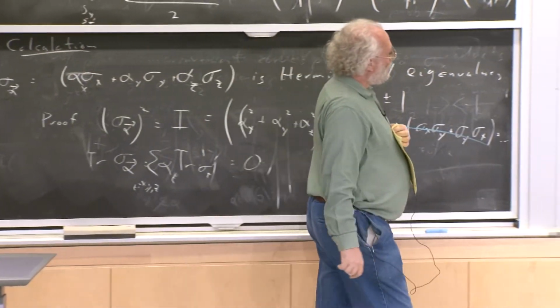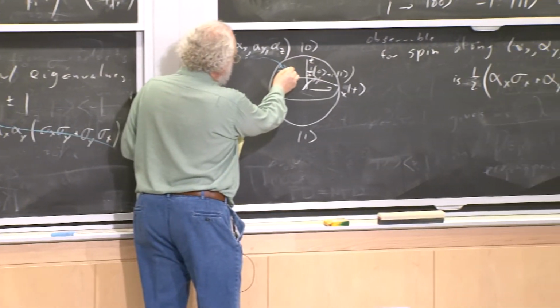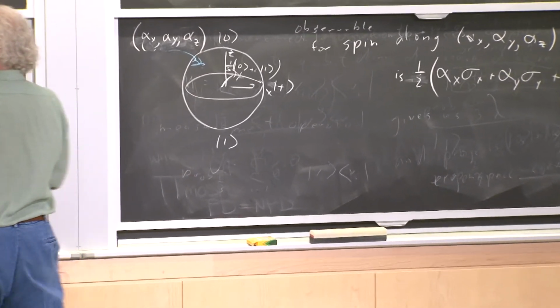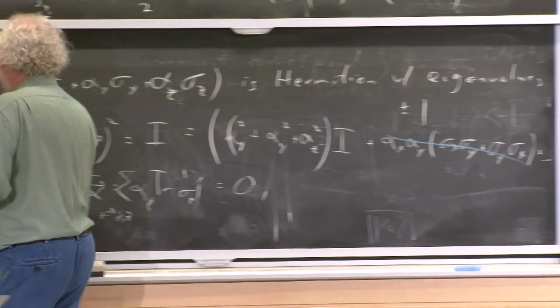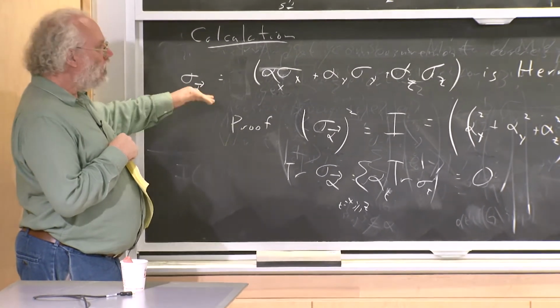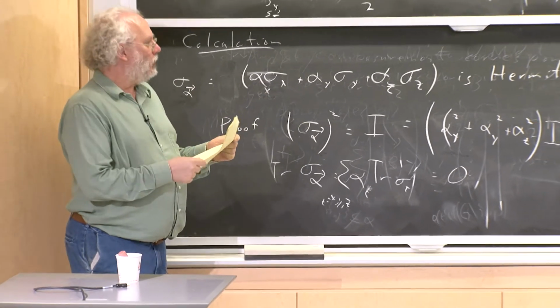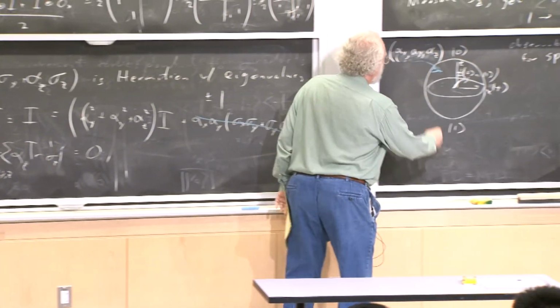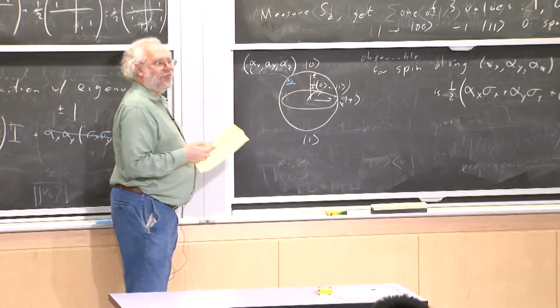And if you want to calculate what state this point on the Bloch sphere corresponds to, one way to do it is to compute this matrix and then find its eigenvalues. And another way to do it is just with trigonometry.